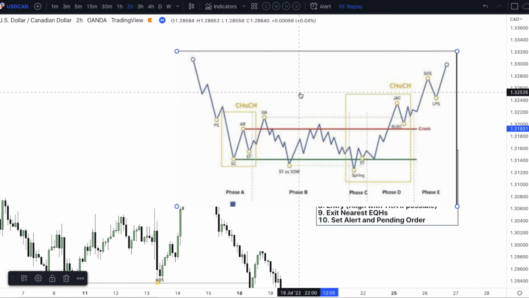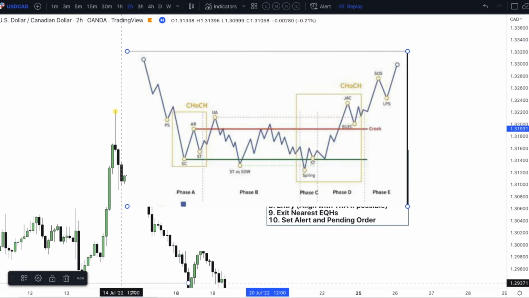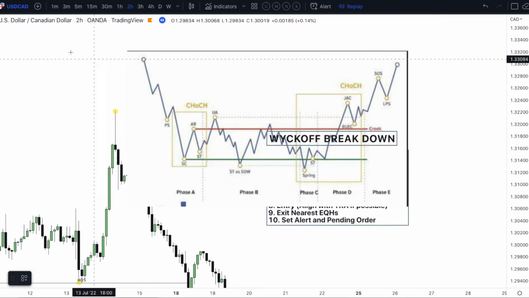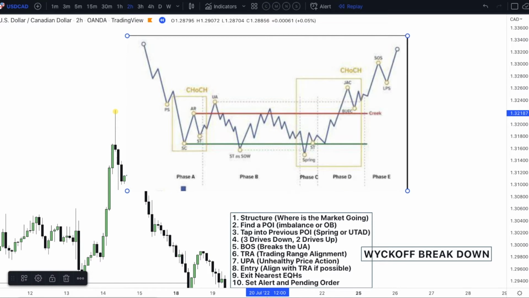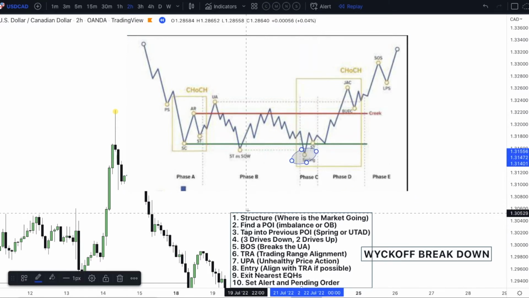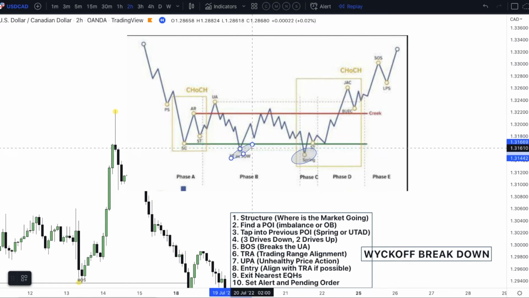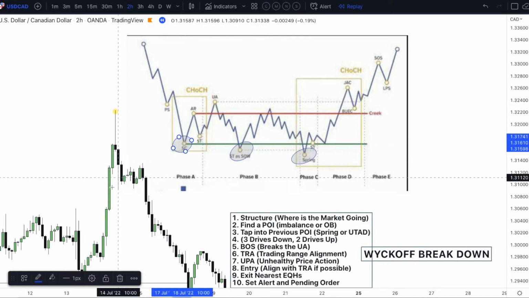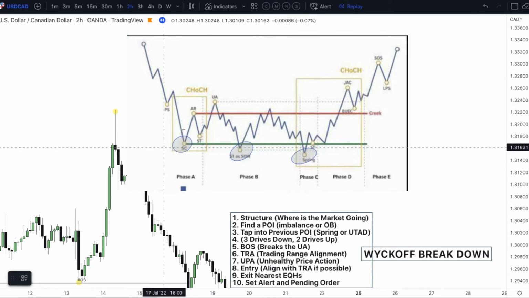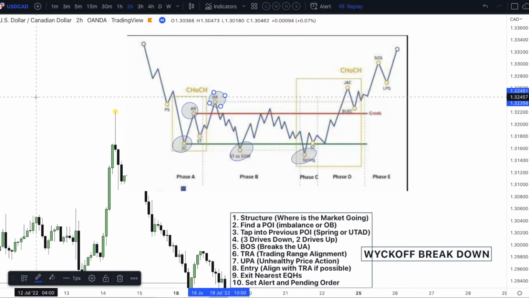So if we're looking at this schematic here, one moment, please. Let's move this out of the way. Okay. So if we're looking at this, we notice that we have a spring, ST SAL, and we have an SC here. So when you look at these, you have 1, 2, 3 drives down. And now if we look at our AR and our UA, we have 3 drives down and 2 drives up. Okay, so that's what the steps say. We want to look for 3 drives down and 2 drives up.